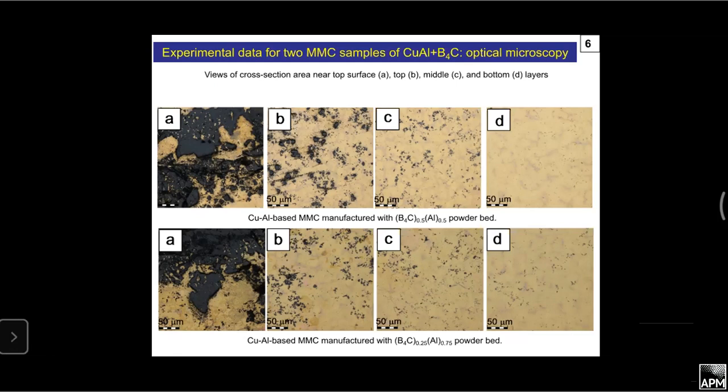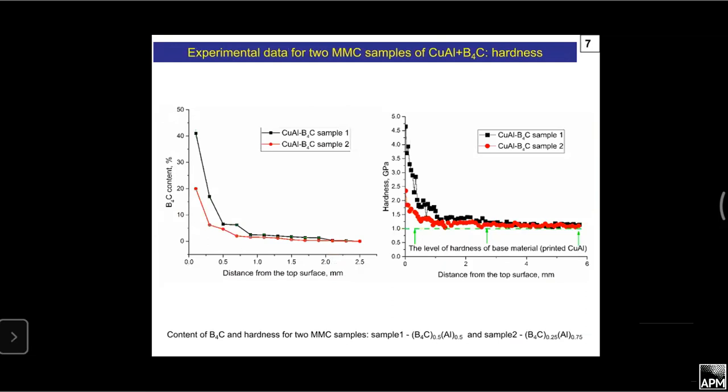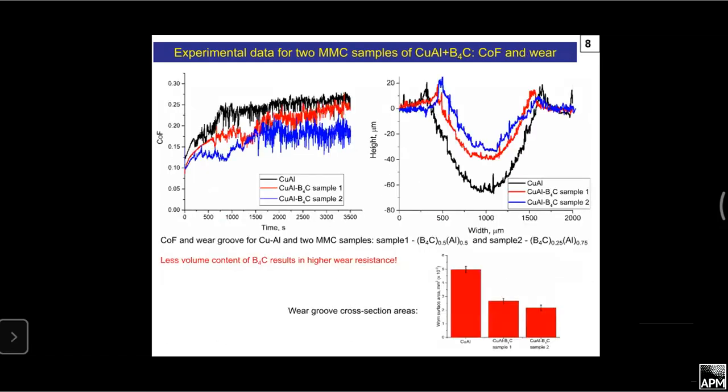Such a gradient structure of this material significantly improves its frictional properties and also increases the surface hardness. These two graphs show the correlation between the volume fraction of boron carbide particles and surface hardness. And then on the next slide, we can see the coefficient of friction and the profiles of wear grooves for the two samples with different volume fraction of boron carbide particles.